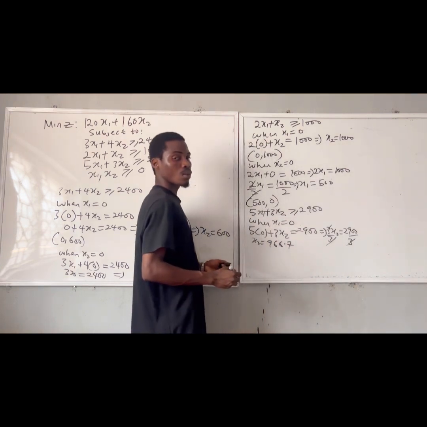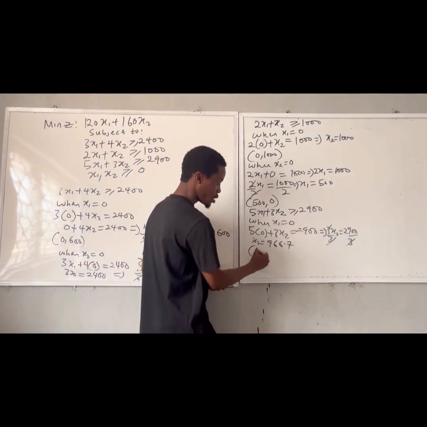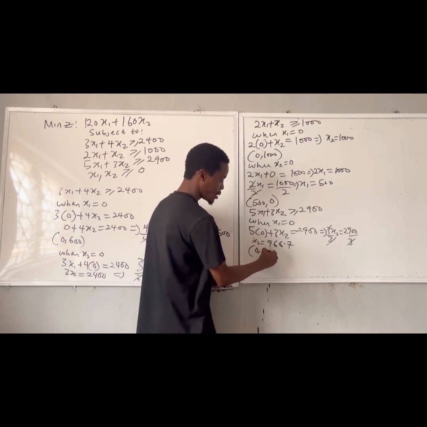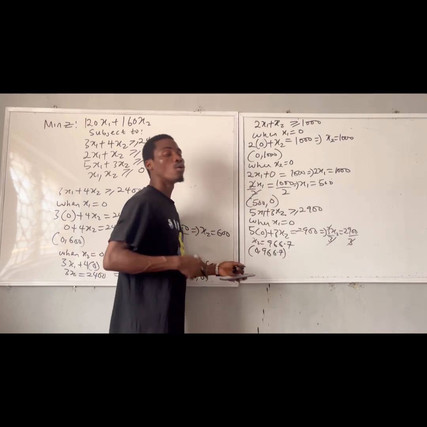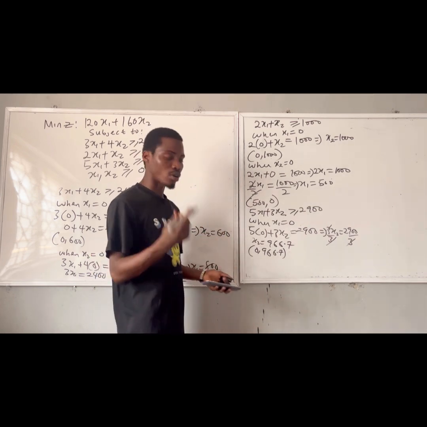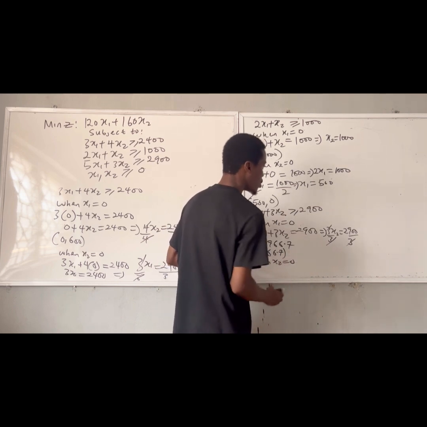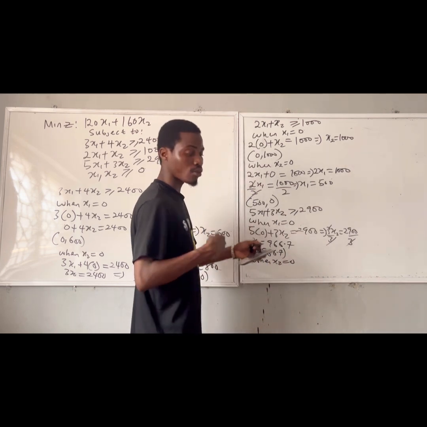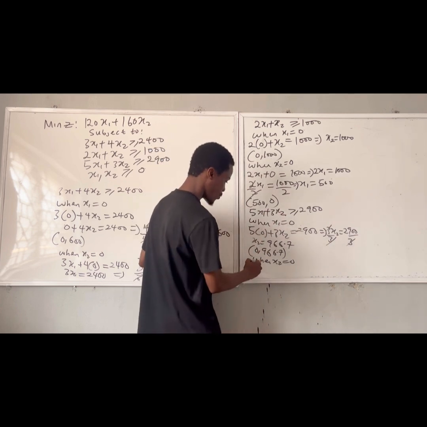So it means that when our x1 is 0, the coordinate point, our s2 is 966.7. So we are going to try for when our s2 is 0, what are we going to have for x1? So when s2 is equal to 0, we just put s2 in this.